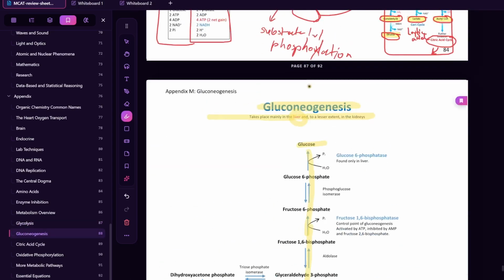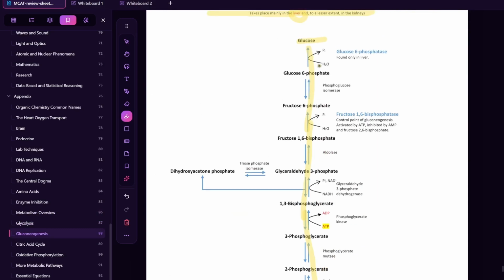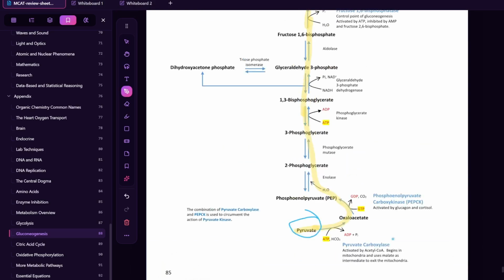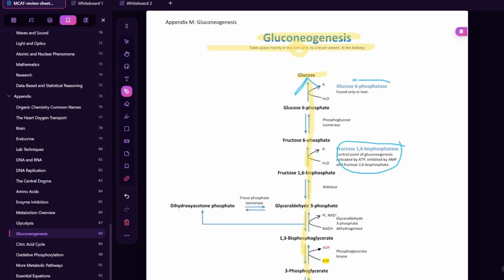Gluconeogenesis is the opposite pathway, going the opposite way. This one's going straight down to pyruvate. So pyruvate in gluconeogenesis is going up this way. Basically, we go from pyruvate. We have pyruvate carboxylase. We said PEPCK was there as well. We needed that one. We needed this one, fructose 1,6-bisphosphatase, and glucose 6-phosphatase.